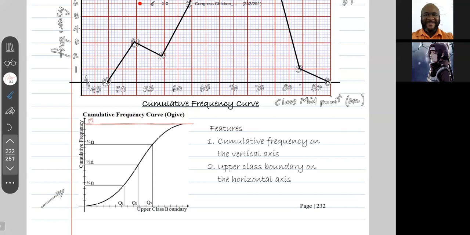Now, at 3/4 of n, if you go across until you hit the curve, and then come down, this value here would be Q3. Q3 is the upper quartile, again a term we came across when we did raw data. At half of n, we go across horizontally till we hit the curve and then come down. We get Q2, and Q2, guys, is the median.